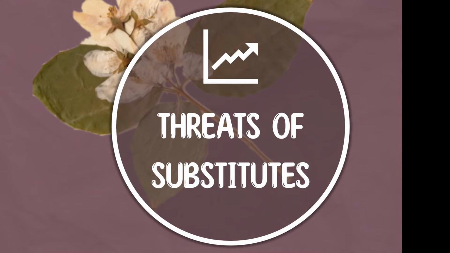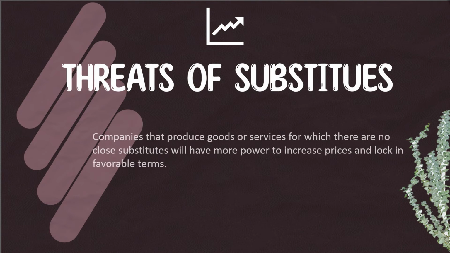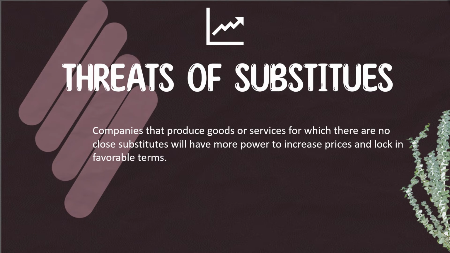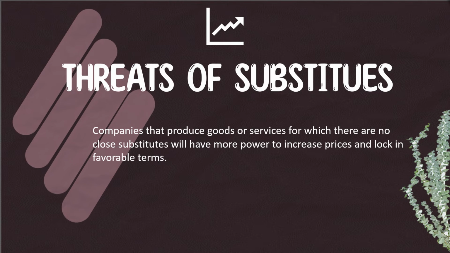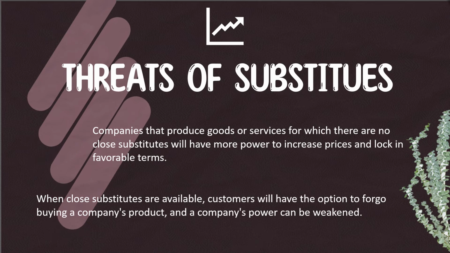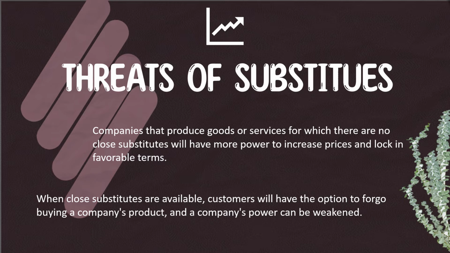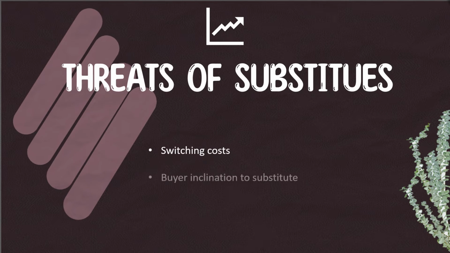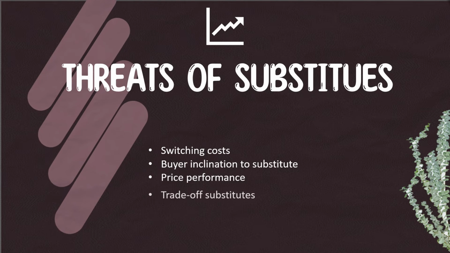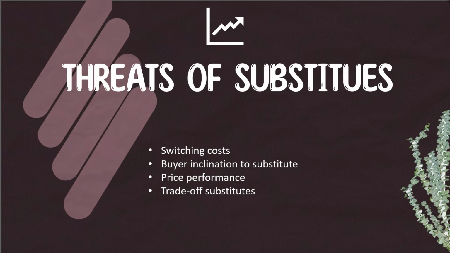So the last one for Potter's 5 Forces is threats of substitutes. So in threats of substitute, companies that produce goods or service for which there are no close substitute will have more power to increase price and lock in favorable terms. However, when close substitutes are available, customer will have the option to forego buying a company's product and a company's power can be weakened. So this includes switching costs, buyer inclination to substitute, price performance, and trade-off substitutes.